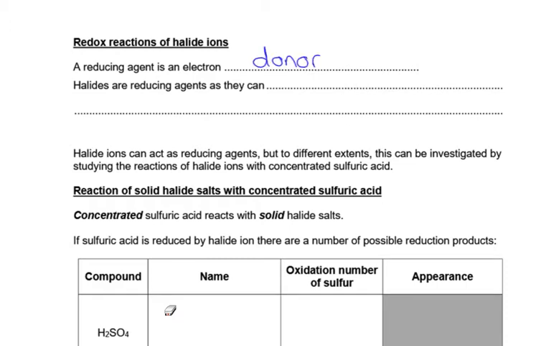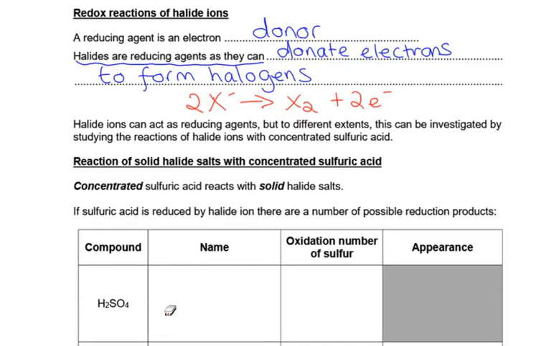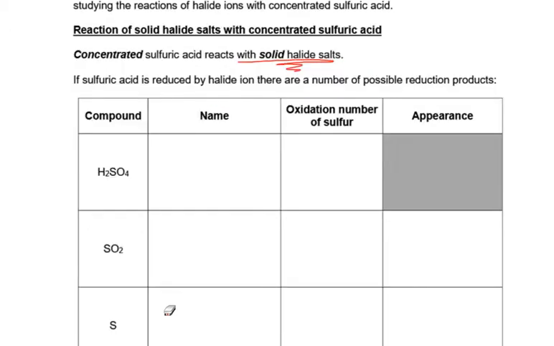You may remember a reducing agent is an electron donor. Halides are reducing agents as they can donate electrons to form the halogens. The ability of the particular halide ions to act as reducing agents is what you'll be looking at in the practical. It's important to note that it's the solid halide salt, so unlike before when we looked at solutions, it's a solid halide salt here that we're going to react with concentrated sulfuric acid.